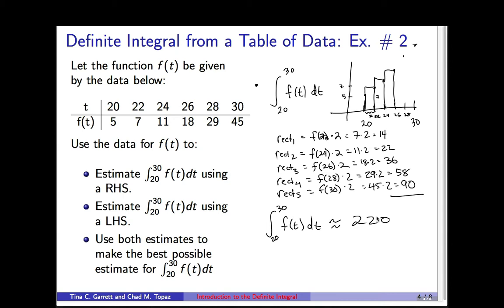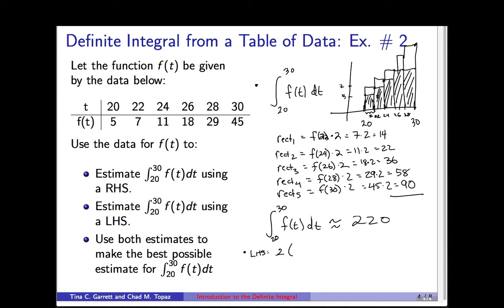Okay, so the second part of the question asks you to estimate the same integral using a left-hand sum. So instead of using all the right-hand endpoints for the rectangles, we would instead use the smaller left-hand endpoints. So the rectangles that I'm shading in here. What you'll notice is that doesn't change much. So if I think about the left-hand sum, we know that the base of all of the rectangles is 2 units because the t values that we were using were 2 units apart.